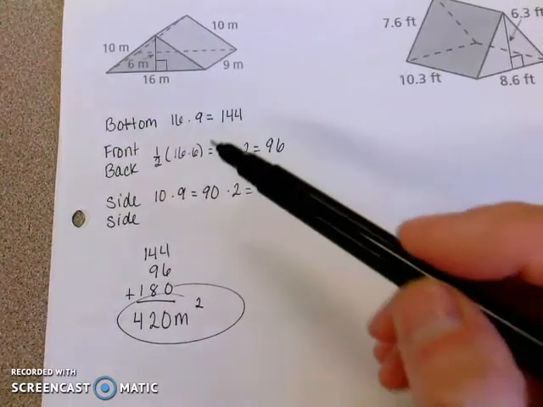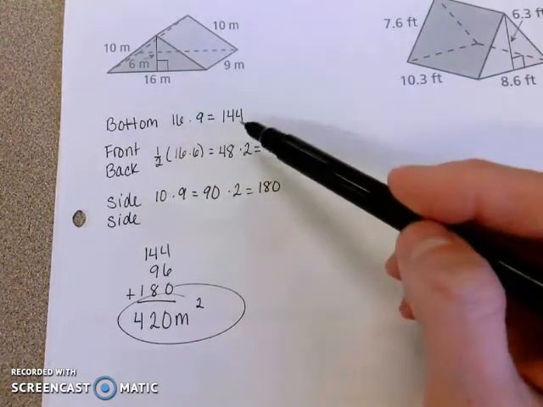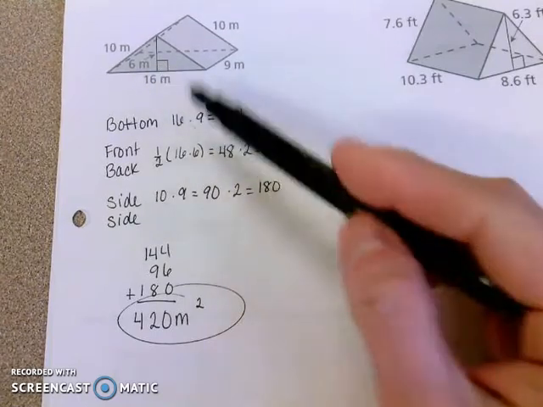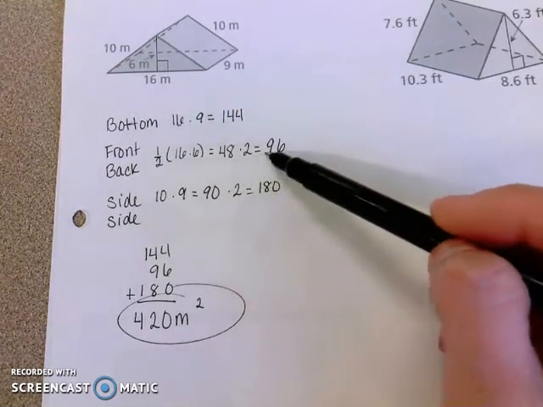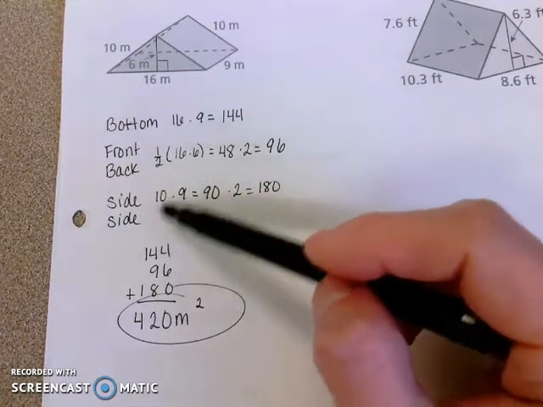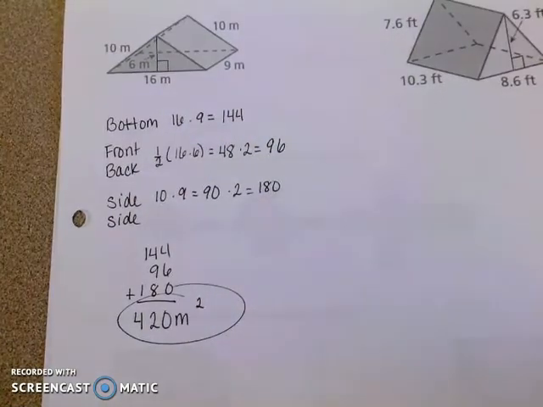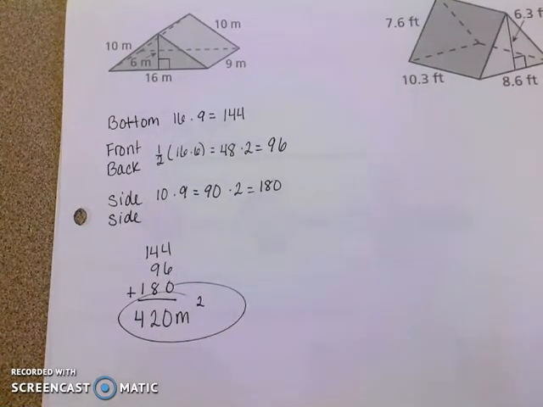For the first one, I found the area of the bottom, 16 by 9. The front and back triangles were 16 by 6. Cut them in half, and then I multiplied it by 2 since there were 2 of them. And then my 2 sides were 10 by 9, and they were actually the same, so I just multiplied that by 2, added them all together, and got 420 meters squared.